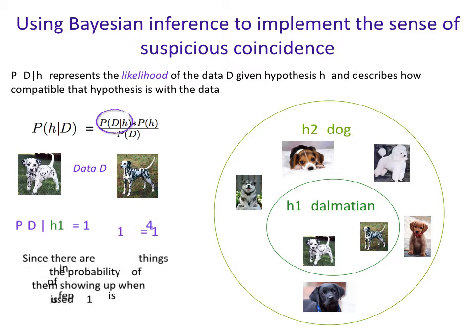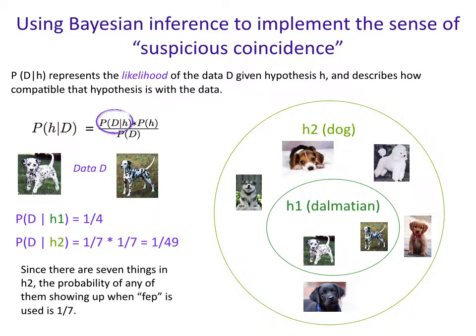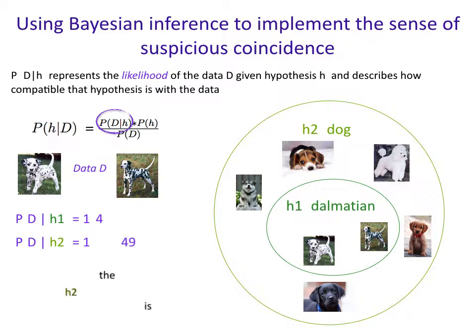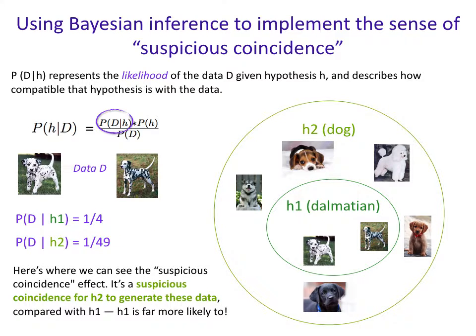For hypothesis 2, now there are 7 things, the 5 dogs and the 2 Dalmatians, all of which are dogs. So there are 7 possible things that fep could refer to if fep meant dog. Pulling any one of them out, you have a 1 out of 7 chance. You pull any one of them out twice, you get 1/7 times 1/7, which gives you 1 out of 49. So our likelihood is vastly different. This is where we can see the suspicious coincidence effect. It's a suspicious coincidence for H2 to generate these data compared with H1, because H1 is far more likely to: 1/4 versus 1/49, and 1/4 is a lot bigger.